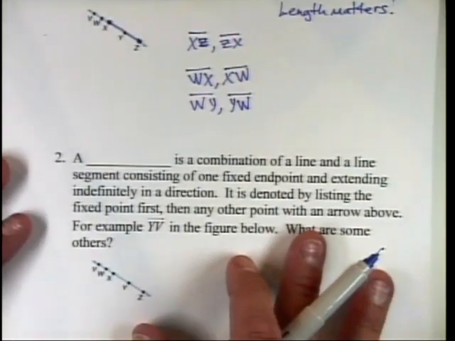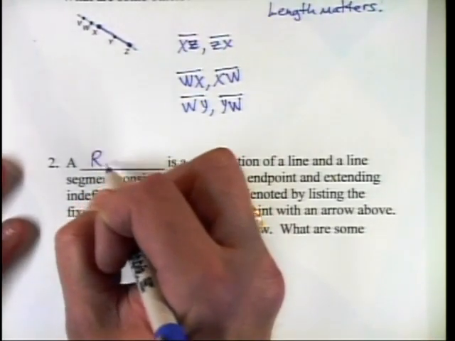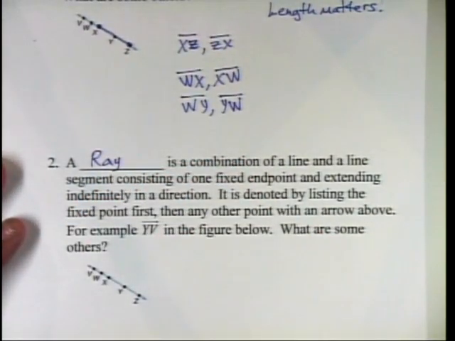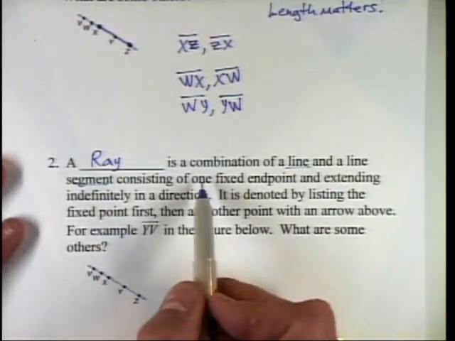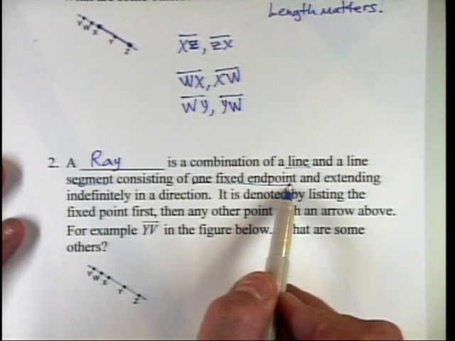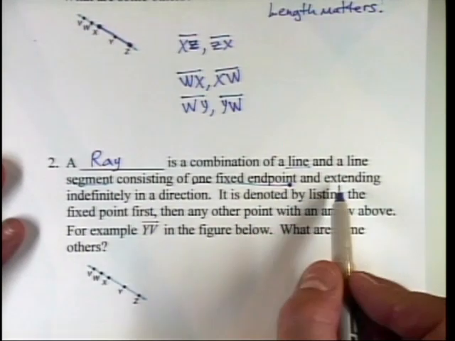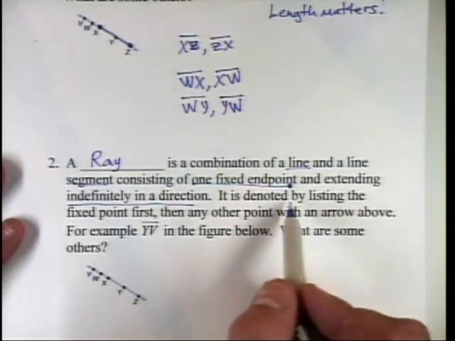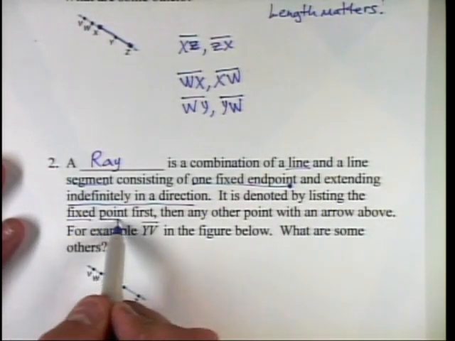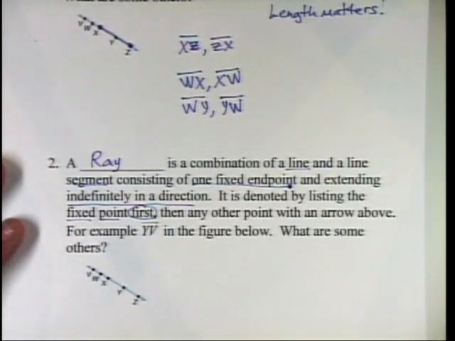The next close relative is called the ray. A ray is kind of like a sun ray. It basically is a combination of a line and a line segment consisting of one fixed endpoint, that would be the sun if you're thinking of a sun ray, and extending indefinitely in a direction, in this case towards Earth. It's denoted by listing the fixed point first, very important, then any other point with an arrow above it.